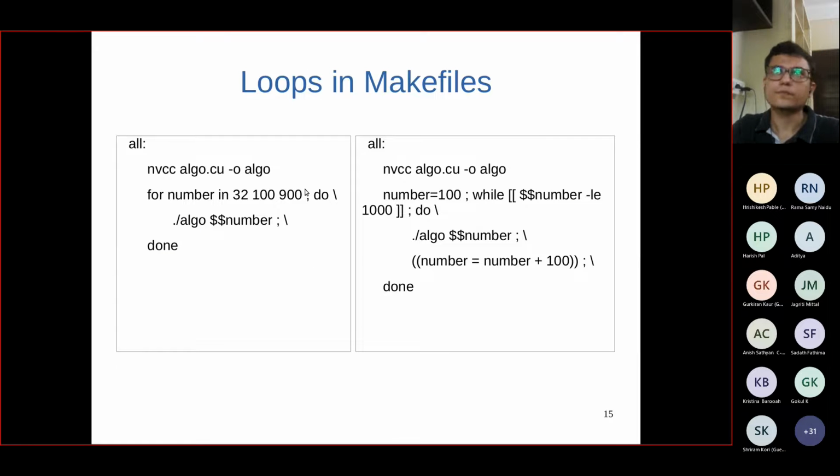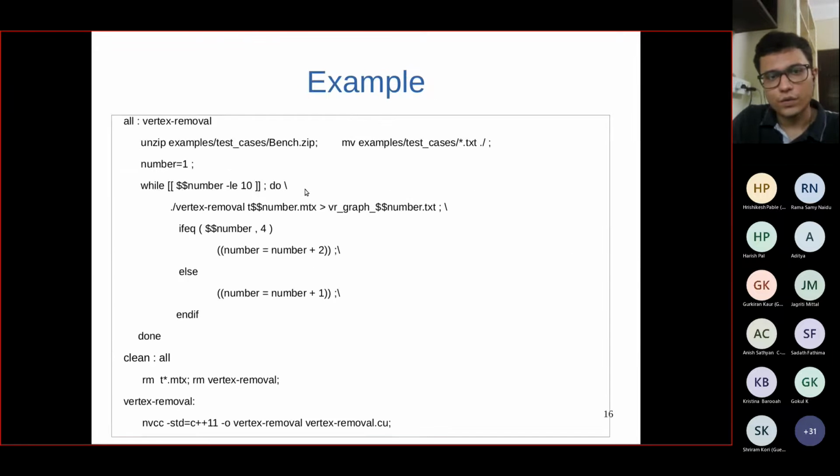Okay, so let us move on further, and let us see one complete example of a makefile where we can use all the things that we have learned so far. Let us take this example. There is a file called vertex removal. That vertex removal is a CUDA file, and what it does is it removes some vertex from some graph. And it is run on multiple graphs.